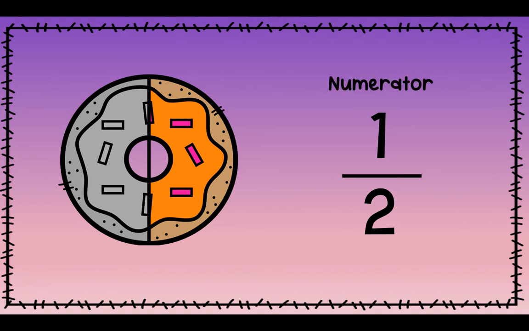Our top number is our numerator. It tells us how many parts we have. We have one part of this donut. The denominator is the bottom number. It tells us how many parts there were altogether, the whole thing. This whole donut was split into two parts, so the denominator is 2.